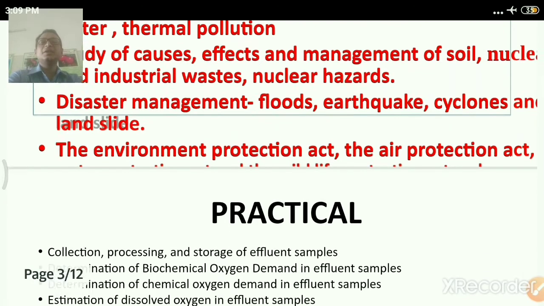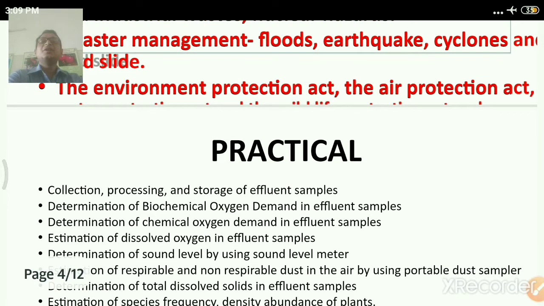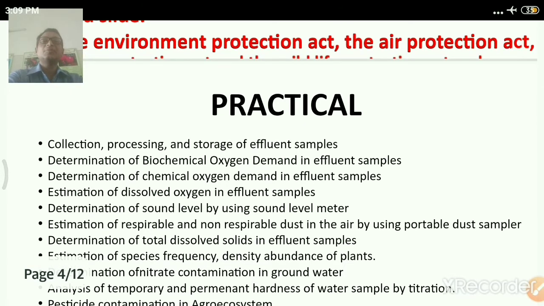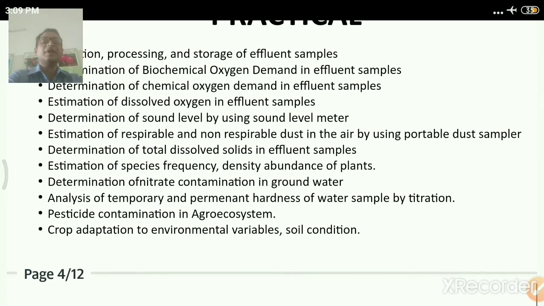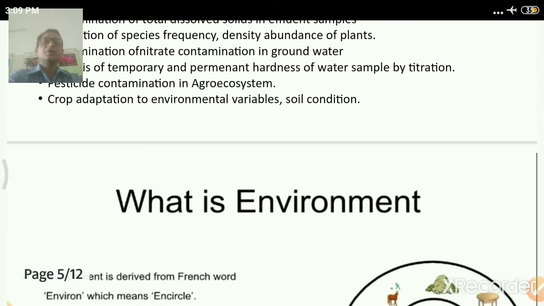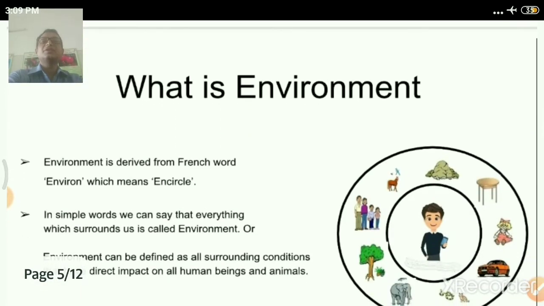So in practical, we'll study different practicals for the collection of effluent samples, means collection of water from the industries, to visit plants, then calculate dissolved oxygen, TDS, and air sampling. So this is a part of our practicals. We'll start our practicals when you come back physically to the college to attend this course.